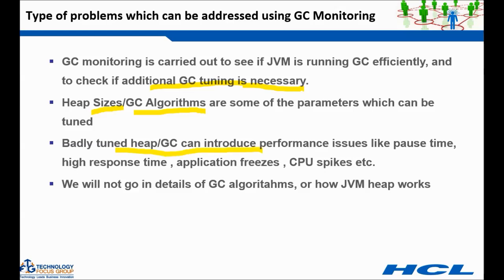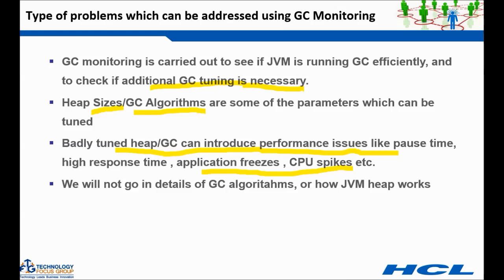Badly tuned heap and GC can introduce performance issues like pause time, high response times, application freezes, CPU spikes, etc. If you're encountering these kinds of situations, for example, your application suddenly freezes and response times go high without any clear reason, garbage collection can be one of the reasons, and GC monitoring and analysis can be one of the activities you need to carry out. You may need to carry out other things like thread analysis, but GC can be a very big factor in situations like this. That's why you need to have a look at your GC and its configurations also.